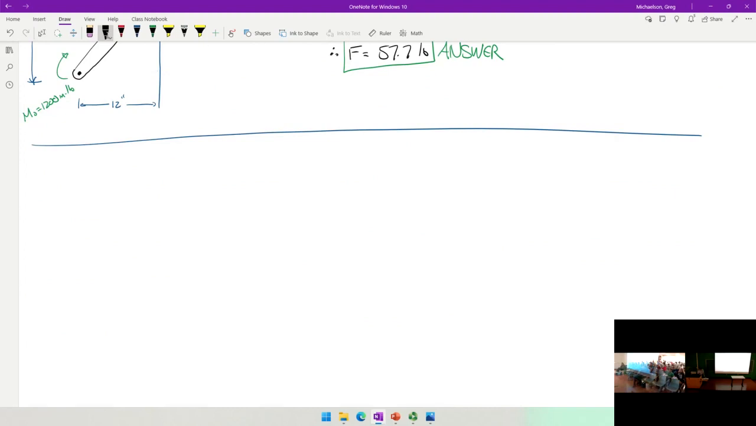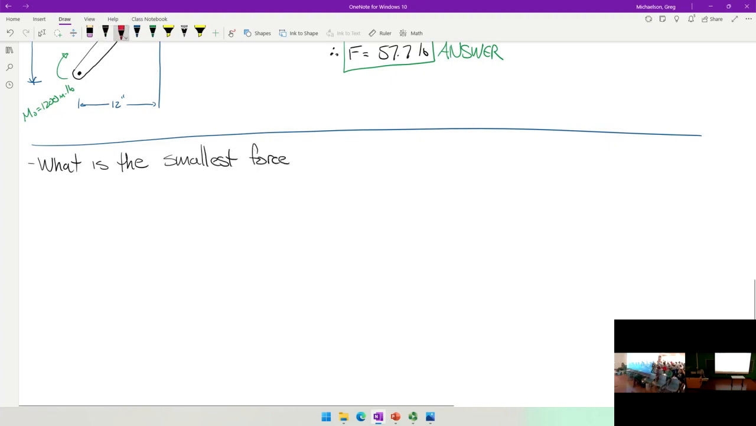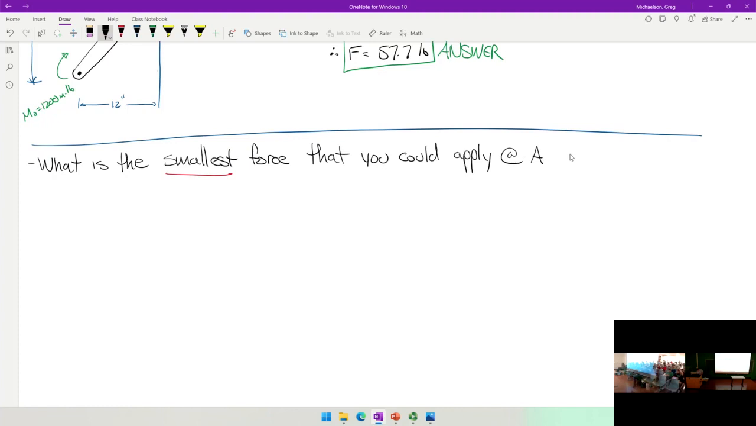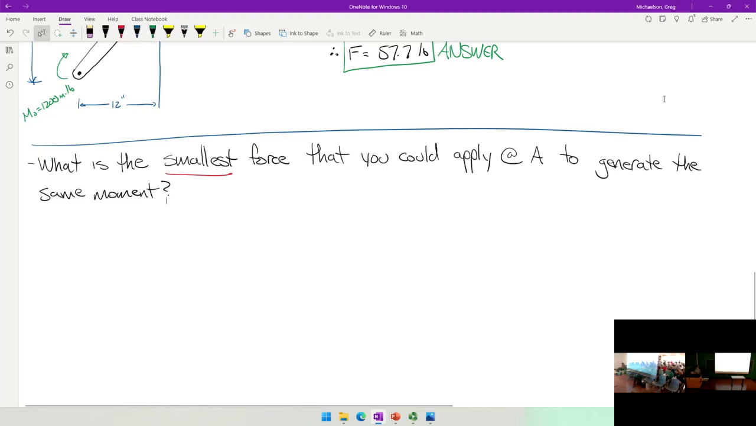The last question that I asked on this one is, what is the smallest force? What is the smallest force that you could generate to generate the same moment?